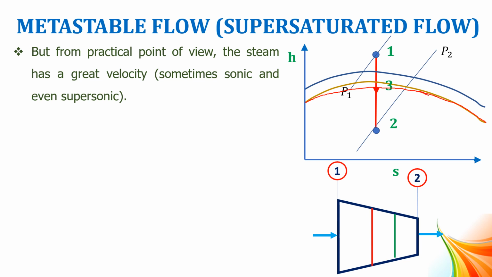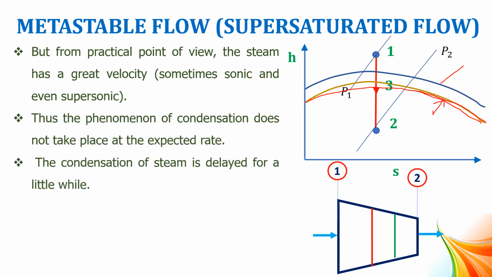Because of the high speed of the steam flow, the residence time is very much reduced. The condensation is happening above this. This is the saturation line. This is called the Wilson line. In the next slide, we can see this. That is, the phase change condensation does not take place at the expected rate.